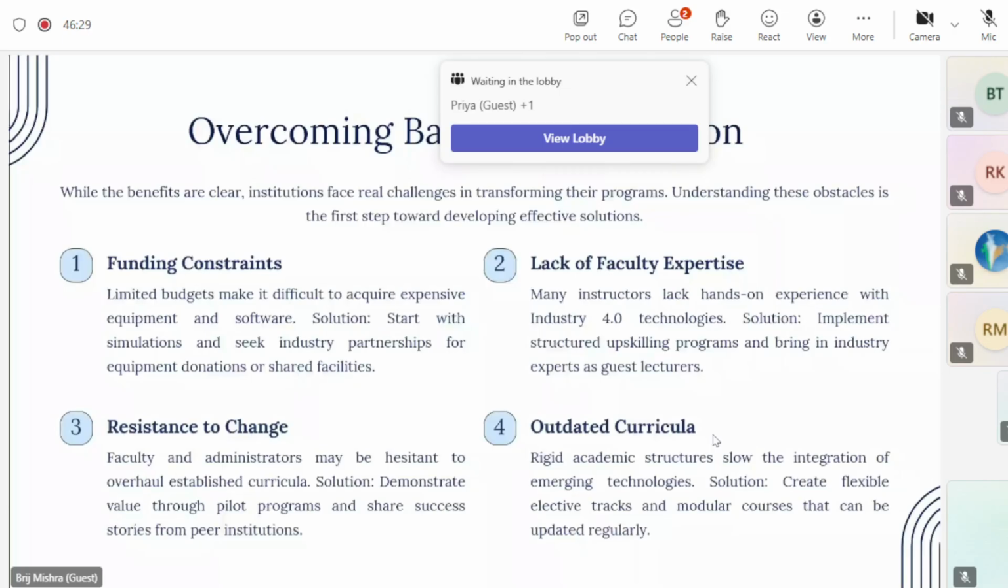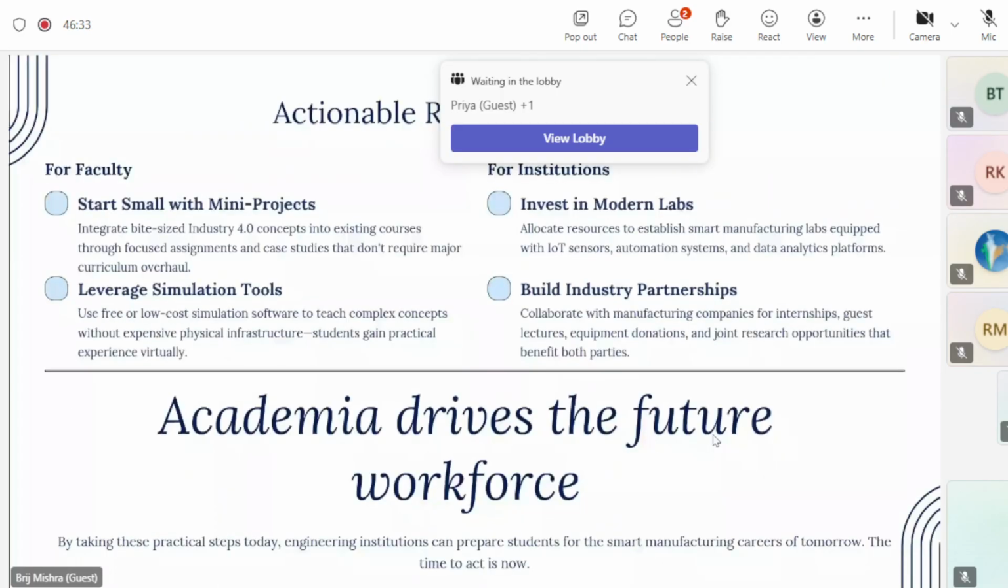And then we have already discussed updating our curriculum. So I think the actionable recommendations we already discussed. For faculty, you have to start with some small or mini projects with industry to connect yourself with real world problems, so that you can transfer that knowledge to students. You should leverage simulation tools. I discussed simulation tools.